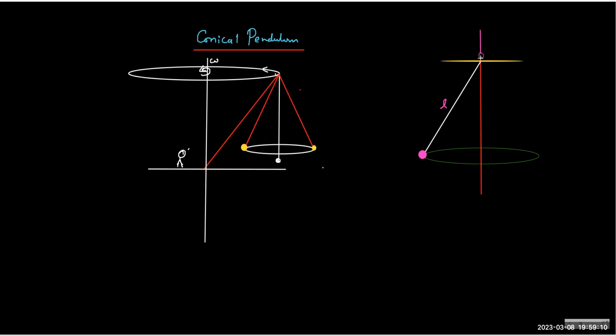And not only this, the angular velocity of this rotation we are going to assume as omega, which is constant. Okay, so we assume that it is turning with constant angular velocity omega. And it will always look some angle away from the vertical.